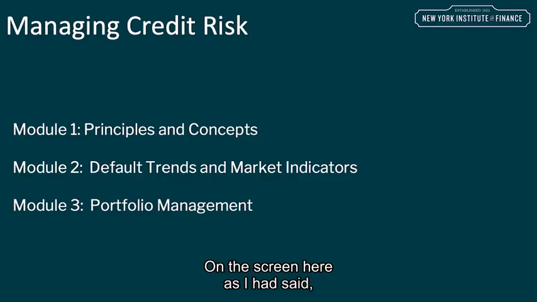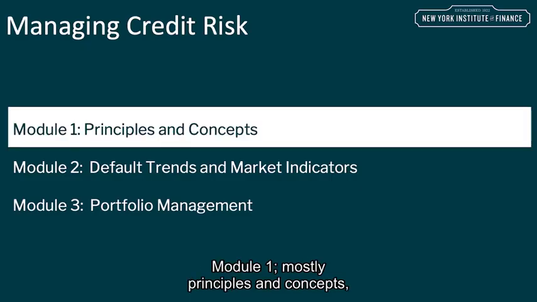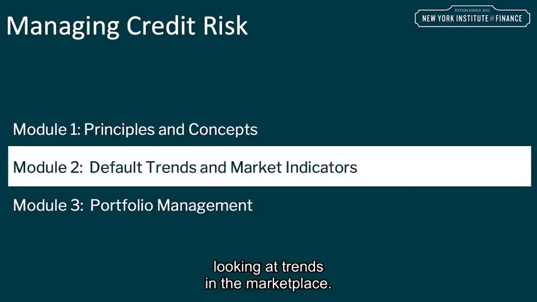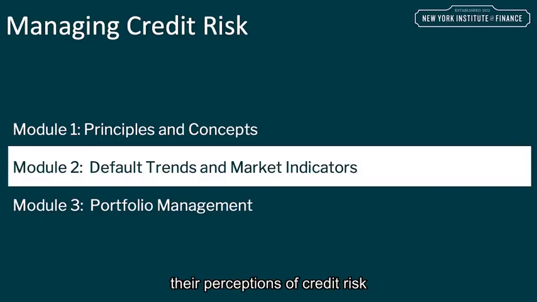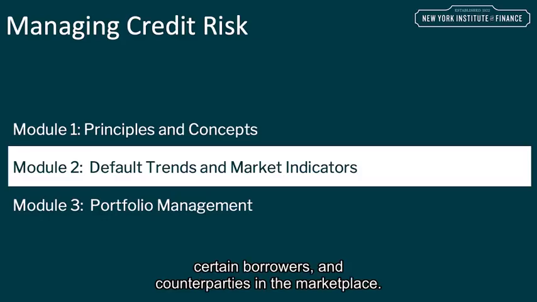So on the screen here, as I had said, this course will go through 3 modules. Module 1, mostly principles and concepts. Module 2, this is where we'll look at trends in the marketplace. We'll also look at what are called market indicators. That's where we look at bond markets, derivatives markets, credit markets, equity markets, and try to get some sense of their perceptions of credit risk as it relates to certain names, certain borrowers, and counterparties in the marketplace.